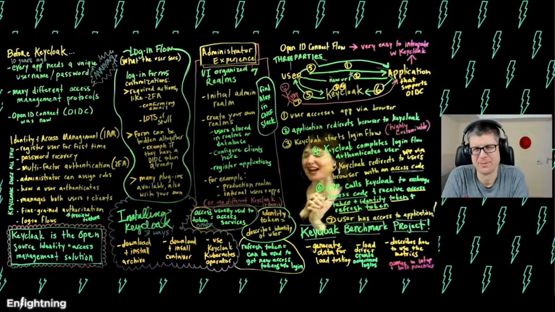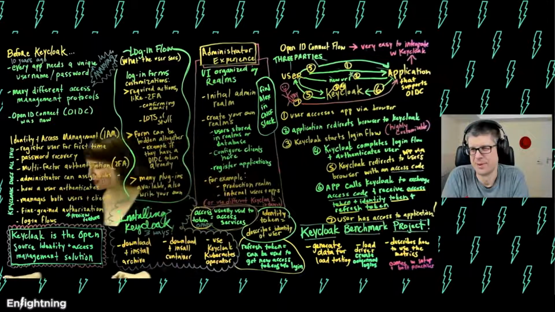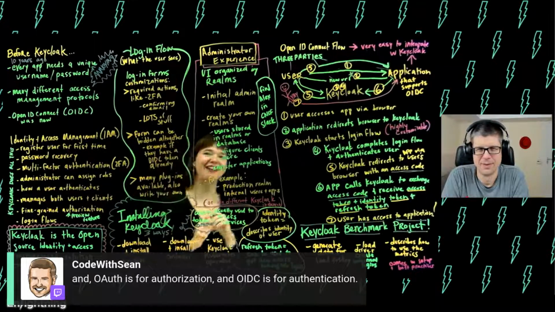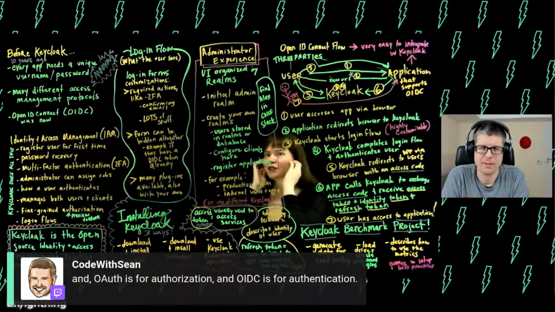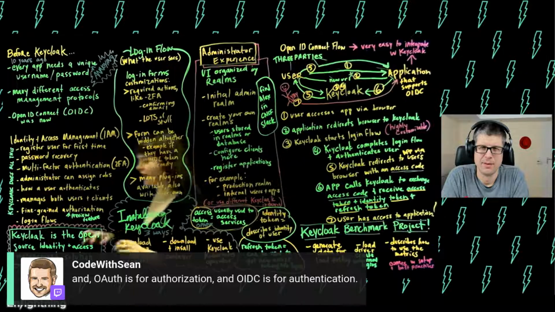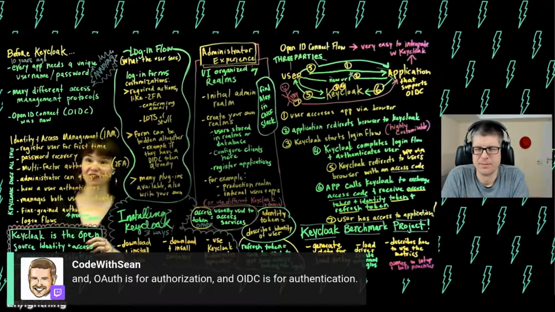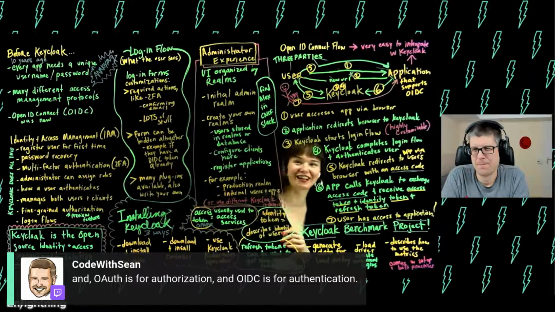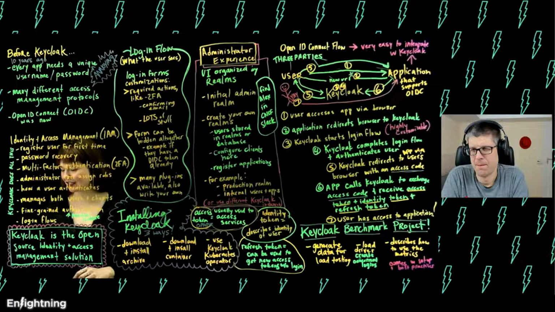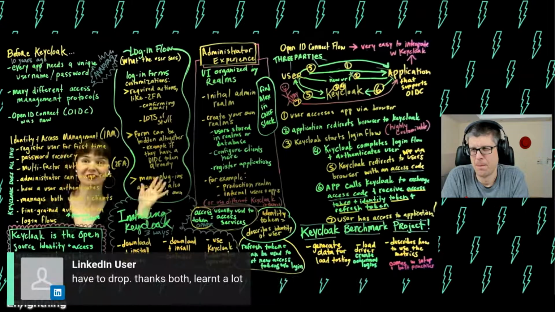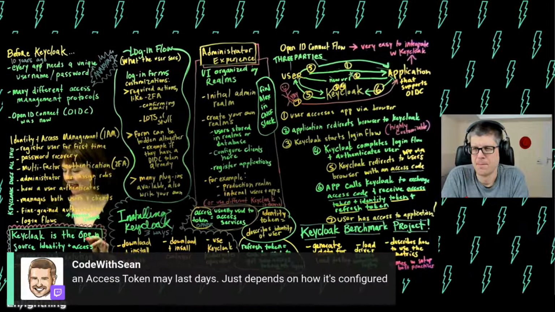We have some chatter. I'm going to say hello to folks in the chat. Code with Sean, you were the first to say hello, and now you're still here with us. It's wonderful. OAuth is for authorization, and OIDC is for authentication. I think that's great to point out. OAuth 2 is the most popular authorization standardization, according to what I learned a couple weeks ago on the show. And we have a LinkedIn user who says, thanks both, learned a lot. Thank you for saying.